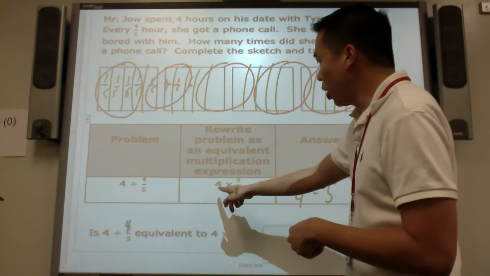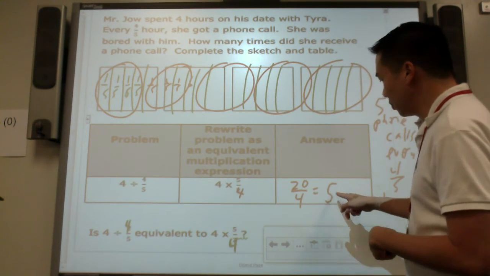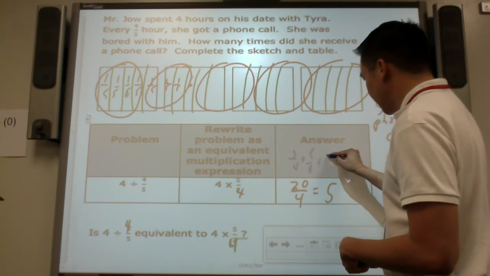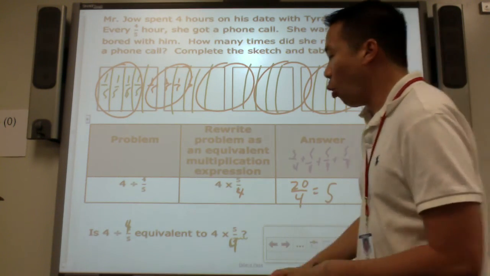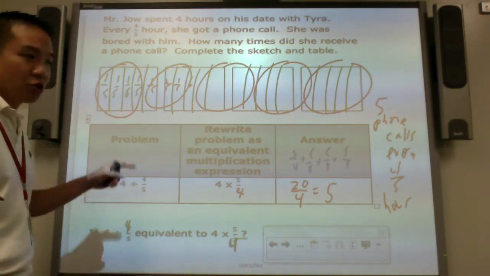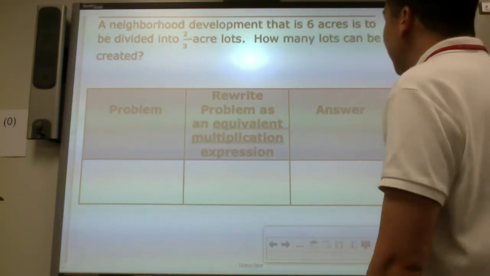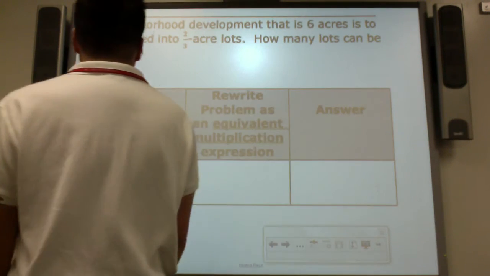So 4 groups of 5/4 is equal to 5 wholes. 4 groups of 5/4 adds up to 20 over 4 or 5 whole. Or you could draw the picture. How many groups of 4/5 go into 4 whole? 5 groups. A neighborhood development is that a 6 acre area is to be divided into 2/3 acre lots. How many lots can be created?